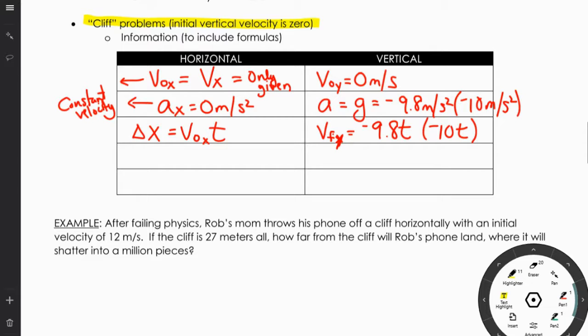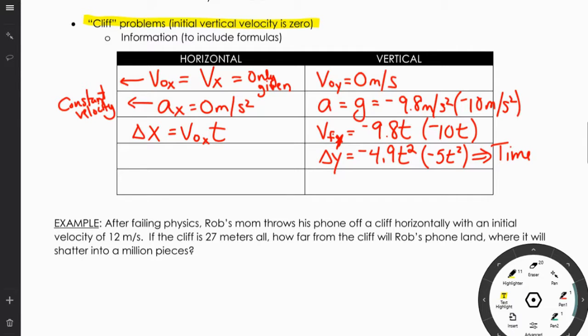And then our delta y, or change in y, is simply going to be negative 4.9t squared, or again, if you're using 10, negative 5t squared. This is important because oftentimes this is how you're going to find the time.